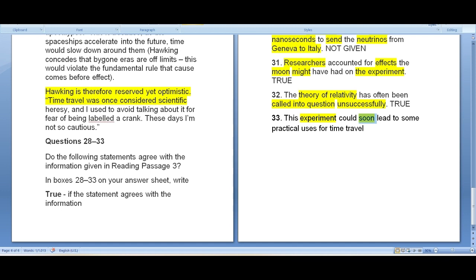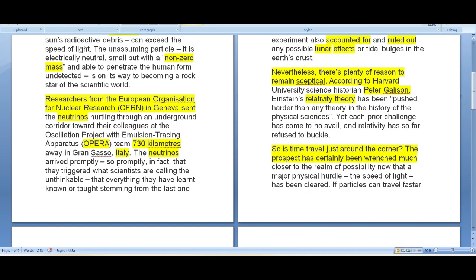So this experiment could soon lead to some what? Practical uses. Again, another thing for you to really pay attention to. Practical uses, not theoretical uses. Something practical for our daily lives. Very important to know. For time travel, it's obvious. It's the title of the text. This is what we've been working on and reading on right now. Let's go see what's going on. So we've stopped here at relativity theory. There's nothing else here.